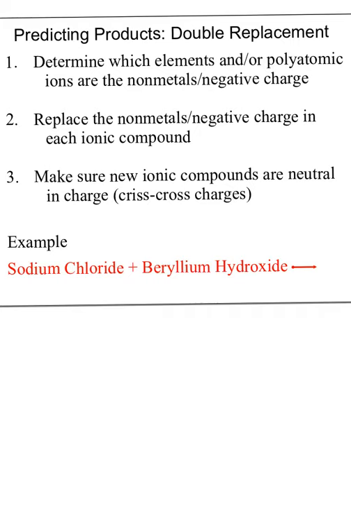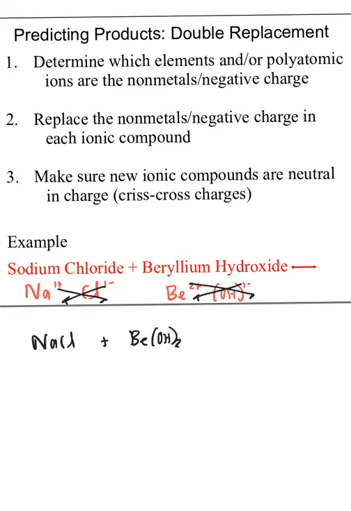So let's try this guy. We have sodium, which is always +1, bonded with chlorine. Let's crisscross those. NaCl. We have beryllium, which is in the second column, so +2, and hydroxide, a polyatomic, which is -1. Crisscross those. So now, those are my reactants. They're going to trade dates.